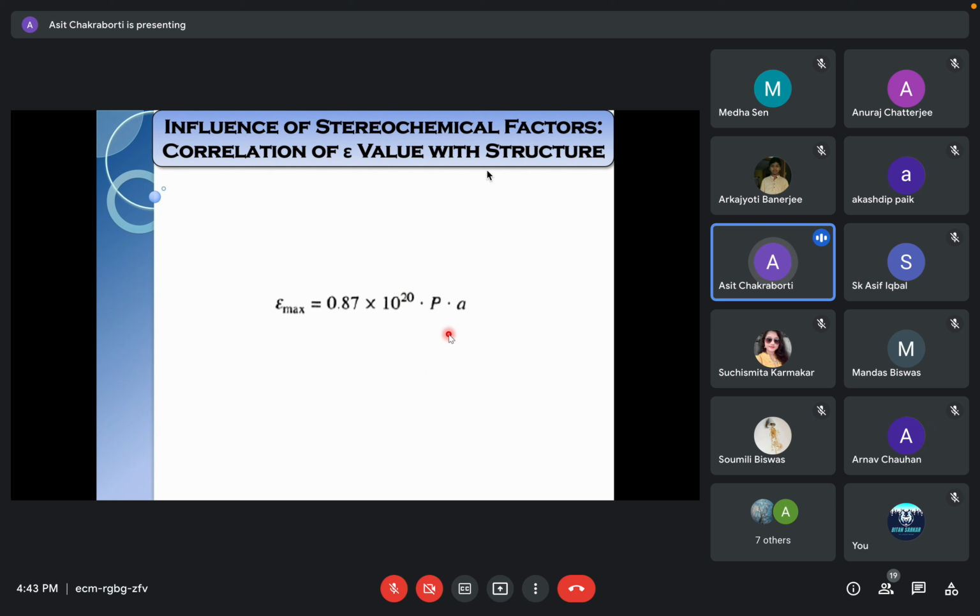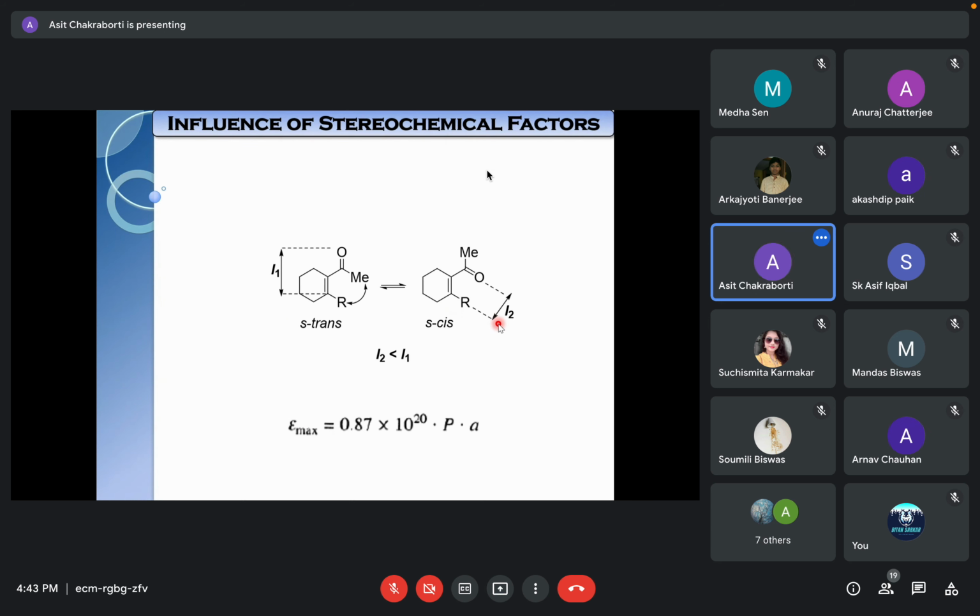The other parameter which is responsible for the epsilon value is A. A is called the effective area of the chromophore, or it can be called the effective length of the chromophore. That means for a particular pi-pi star transition, if P becomes a constant, then epsilon becomes directly proportional to A. Means epsilon is going to be proportional to L squared. A very small deviation in the length of the chromophore is going to be a large deviation. Now, compare the length of the S-trans versus the length of the S-cis. In the case of S-trans it is higher, in the case of S-cis it is lower. So if the molecule is in the S-trans form, its epsilon value is going to be much, much more.